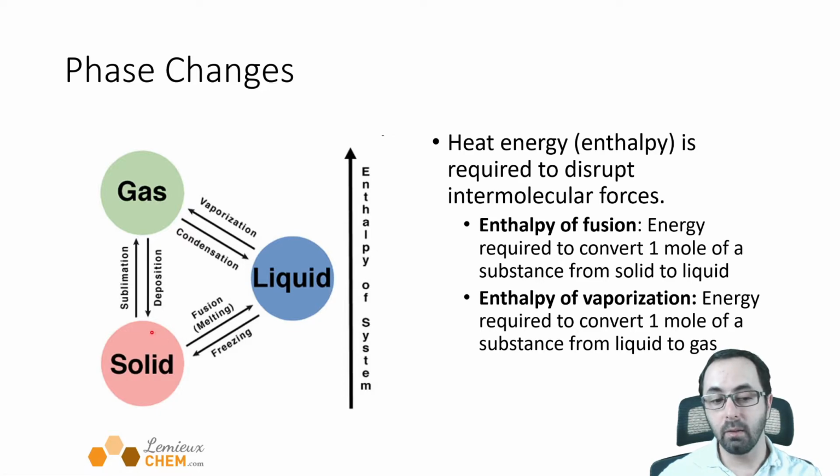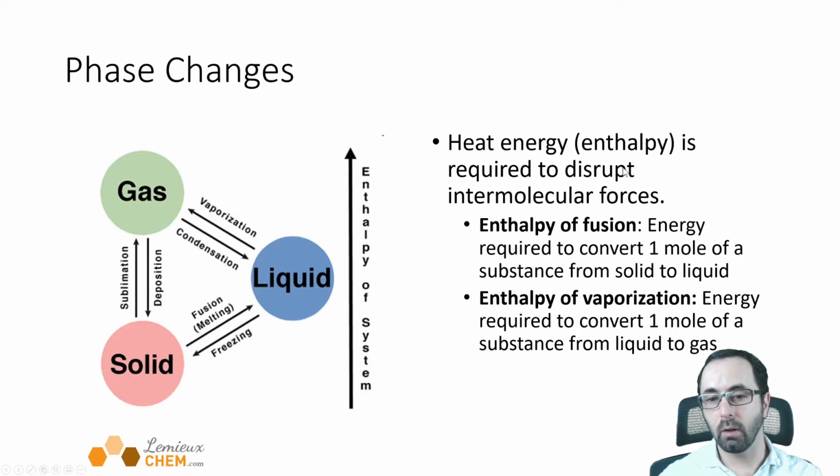And then finally, it is possible for substances to go straight between solid and gas. The most common example of this is dry ice or solid carbon dioxide, which goes at atmospheric pressure straight from solid to gas. Going from solid to gas is called sublimation, and going from gas to solid is called deposition.